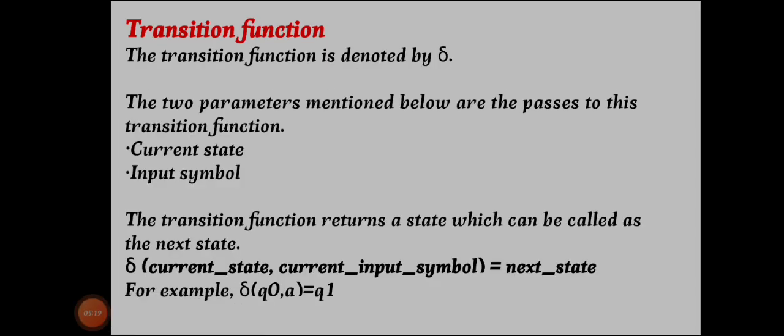And the transition function. The two parameters passed to the transition function are: first, the current state, second, the input symbol. These are the two parameters passed to the transition function. The transition function returns a state which can be called the next state: delta(current state, current input symbol) equals the next state.